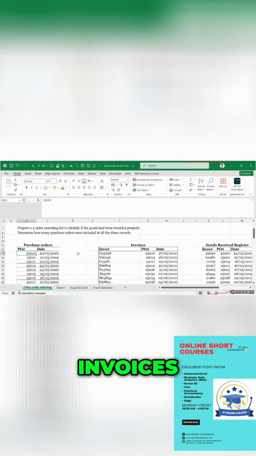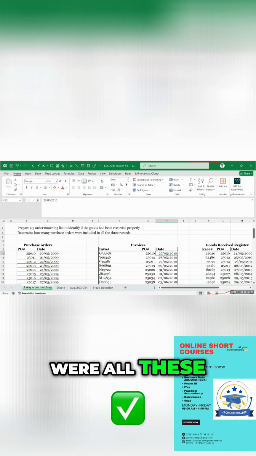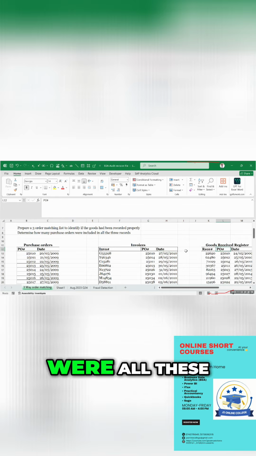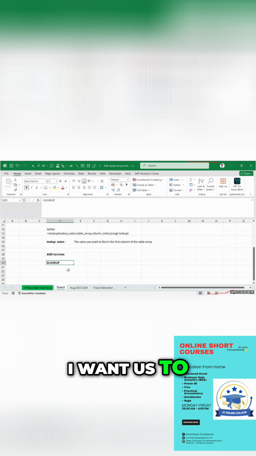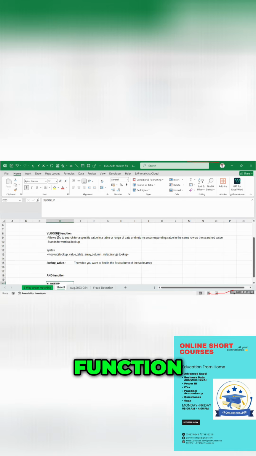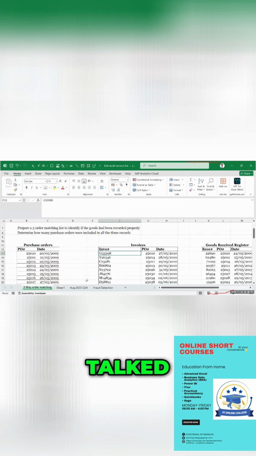Are all the invoices in the purchase orders? And out of the invoices, were all these goods received? Were all these goods received in the invoices? So those are the questions we need to ask ourselves. And to reconcile the information, I want us to use the VLOOKUP function, which we've just talked about here.